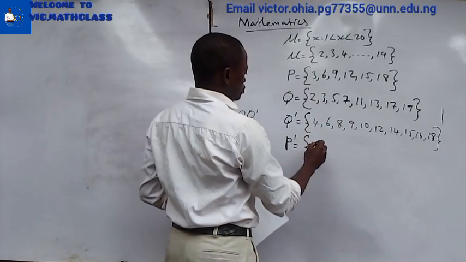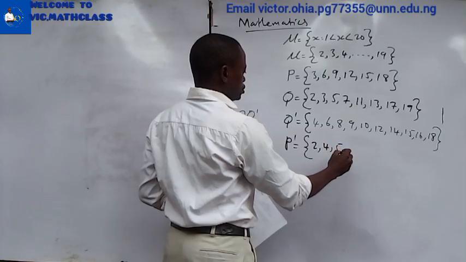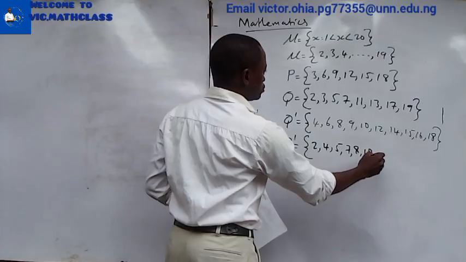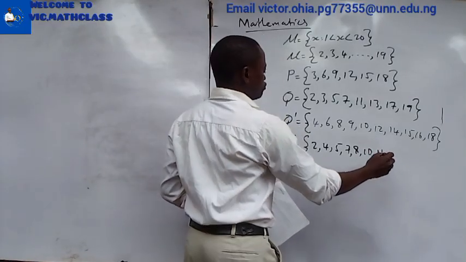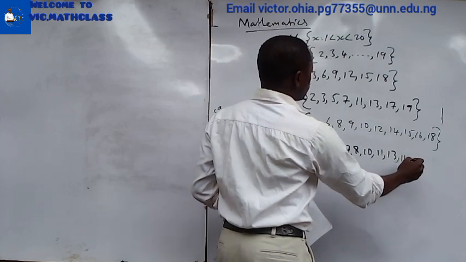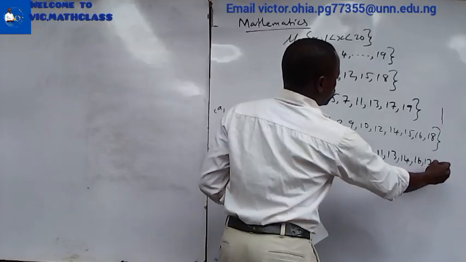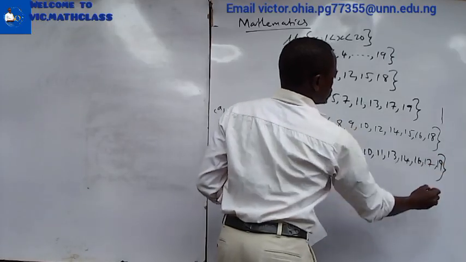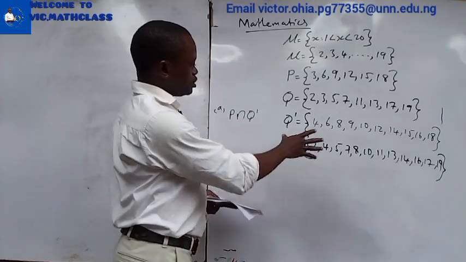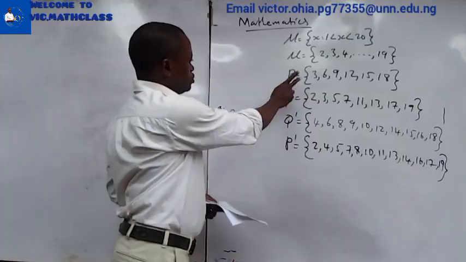2 is not here. 3 is here. 4, 5, before 6, 7, 8, then 9, we have 10, 11, 12, then 13, we have 14, 15 is there, we have 16, 17, 18, then 19. Okay, 19. So these are the elements that are in P prime. They are in the universal set, but they are not in P.